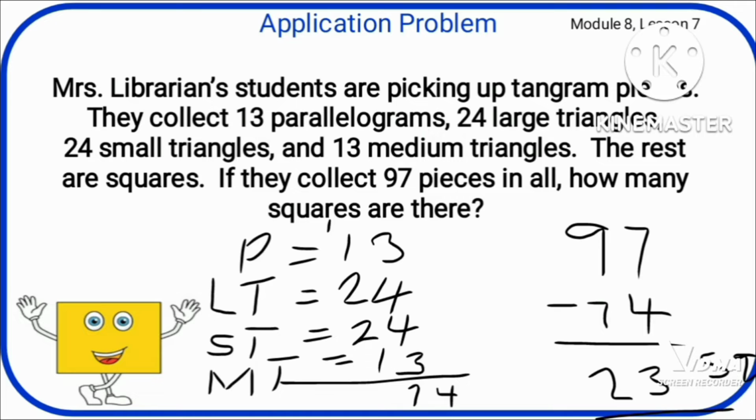Do you remember the steps we took to solve this question? Add all the figures you know of as given in the question. Remove it from the whole. All of these figures we saw, the parallelogram, the large triangle, the small triangle, the medium triangle, they all form the part we have to remove from the whole. The whole as given in the question is 97. And the part is 74 as we saw now. 97 minus 74 is 23. So the squares are 23.